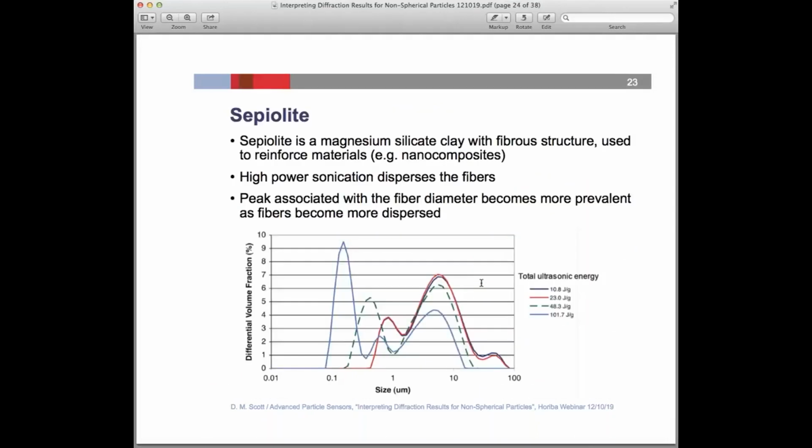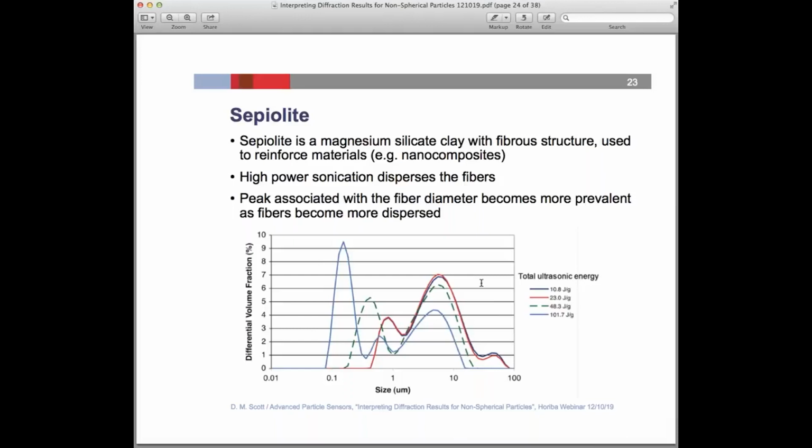Okay, I'm going to run through a number of examples now. Some of these are historic samples, some of these are newer samples, but basically these are things that I've looked at one point or another and scratched my head and said, what are we trying to measure? So here is an example with sepiolite, which I mentioned is a clay.